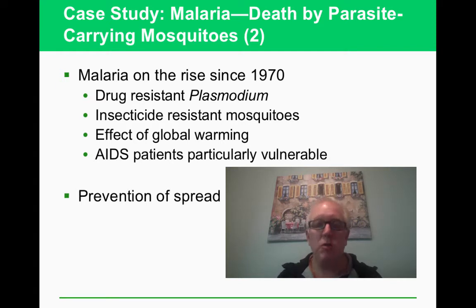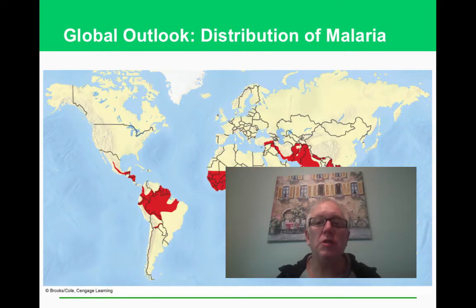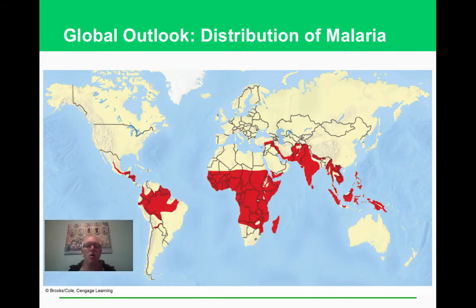All right, so there are things that we can do right now. And these are places in the world where there are current cases of malaria that are prevalent. You can see the warmer areas.